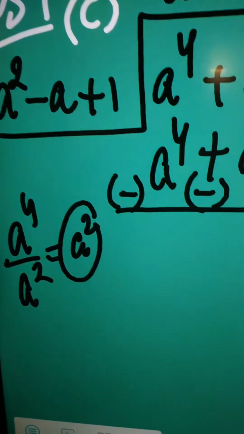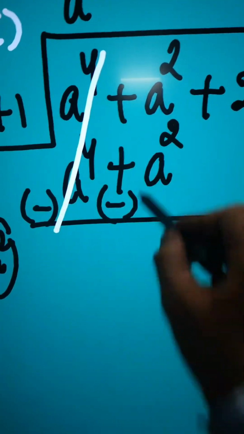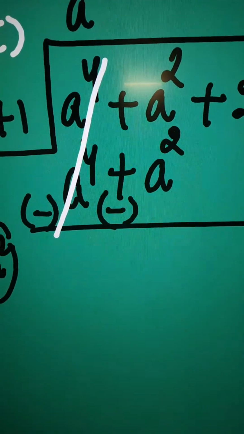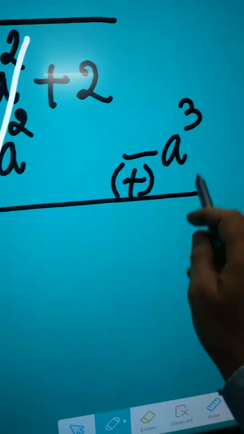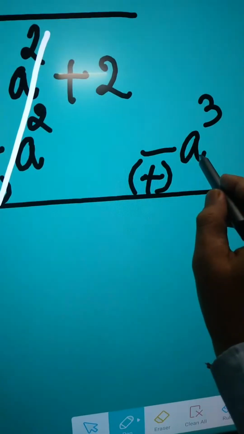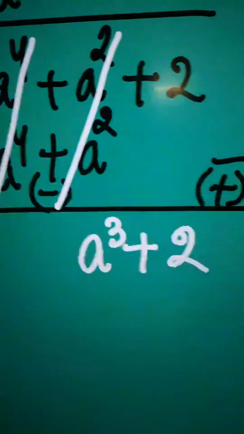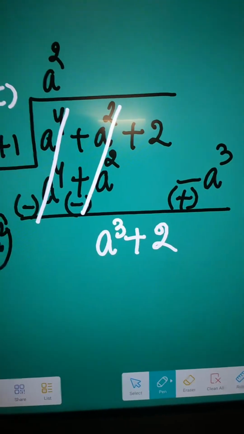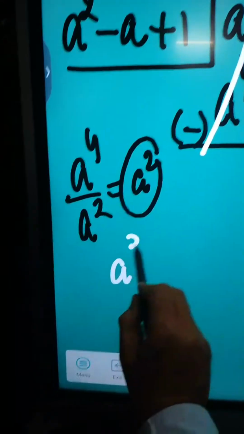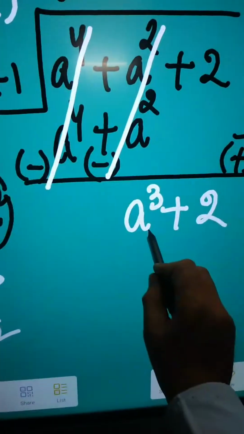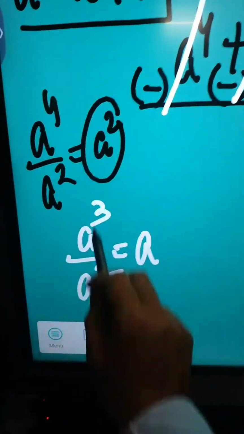Now when I subtract, this will subtract. Yes, it will subtract. What is left? 2 and this. So I am writing the variable first: a³ plus 2. Now a³ is to be divided by a². What will it give me? It will give me a, since 3 minus 2 is 1.